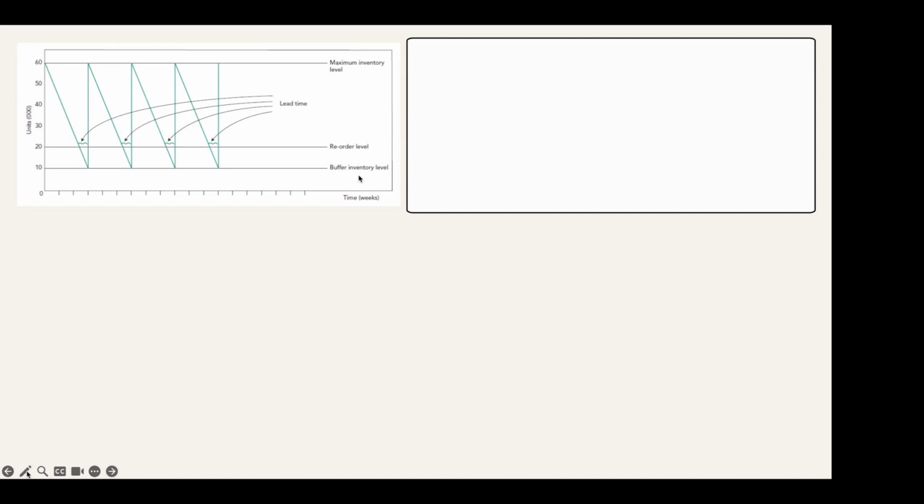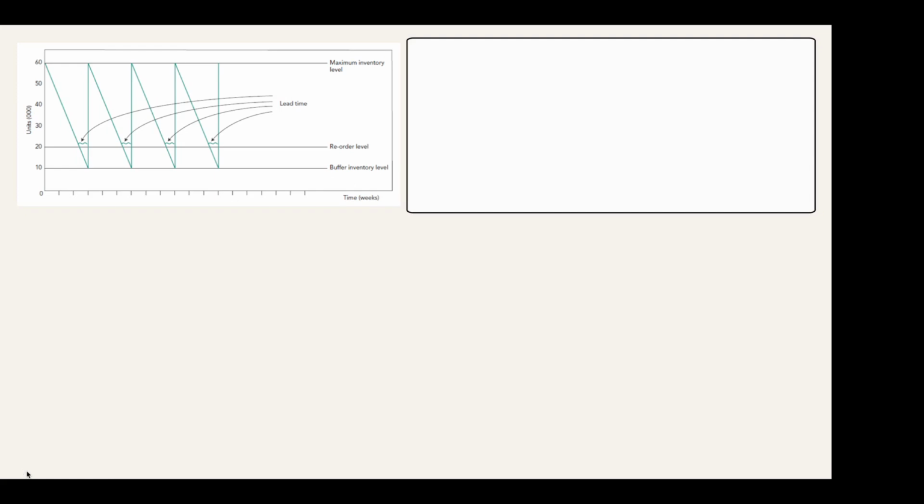Now we also have the buffer inventory level. Buffer means that when you have a buffer, you have a backup. You have an extra set of things in case one of your items doesn't work, so you have another extra item to use, depending on whatever the item is. So buffer inventory level means that at any one time, a business would always have these 10,000 units available. Just in case the business is reordering stocks and anticipating delays, the company will use their buffer stock for production or to be sold.